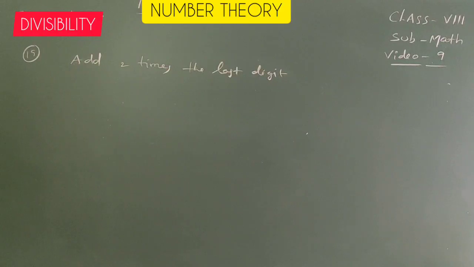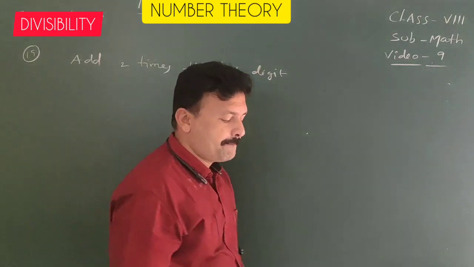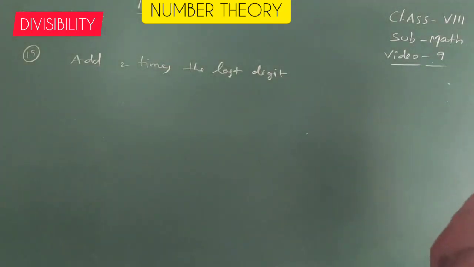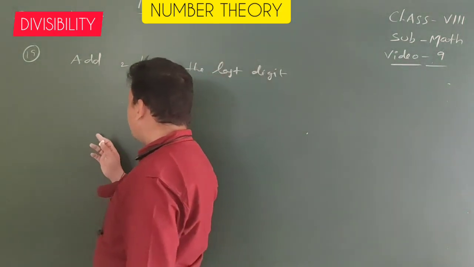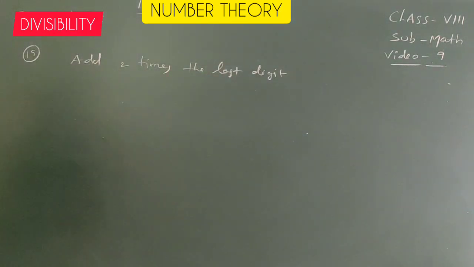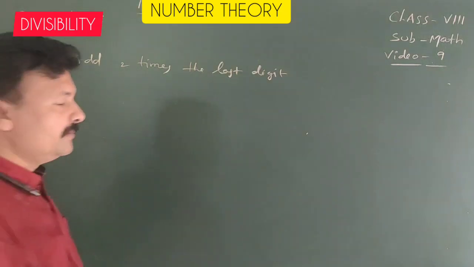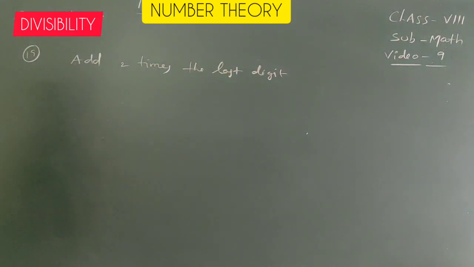Already we completed for 3, for 7, for 11, for 13, and for 17 also completed. Now we are checking for 19. Add 2 times the last digit to the truncated number. Repeat as necessary. If the truncated number formed is divisible by 19, then the number is also divisible by 19 only.